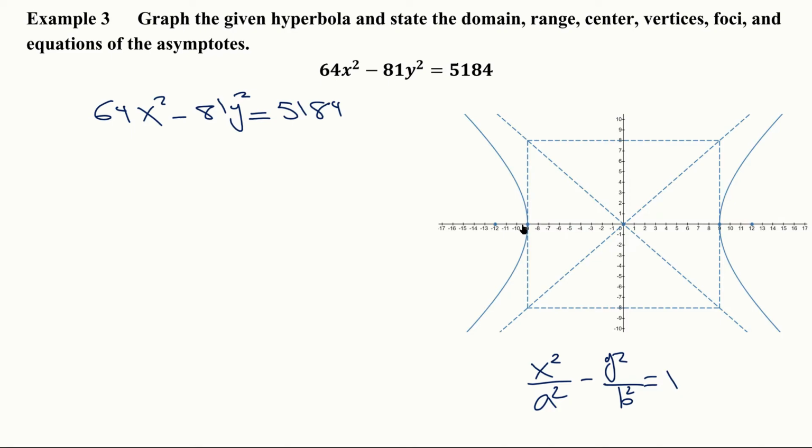Now, however, you won't have this graph, but you have the equation, and you know that the x squared term is the positive one, so that's how you know it's going to be a horizontal or right-left hyperbola. But nevertheless we need a 1 on this side. So we need to basically go ahead and divide both sides by 5184. Now on the left side we know it's going to split up, and each one of those is going to get divided by 5184.